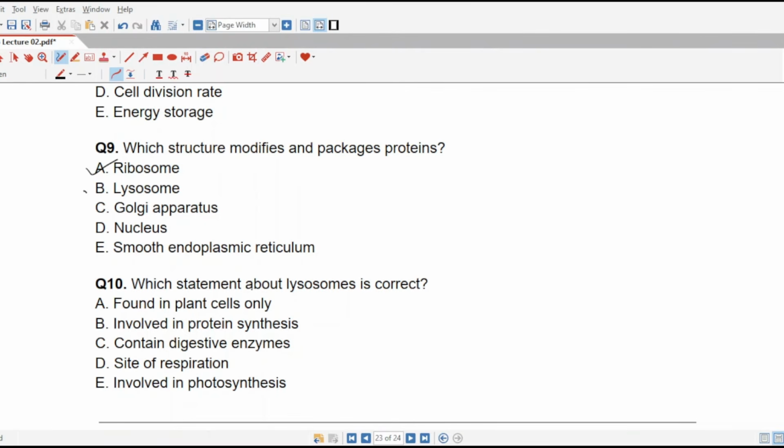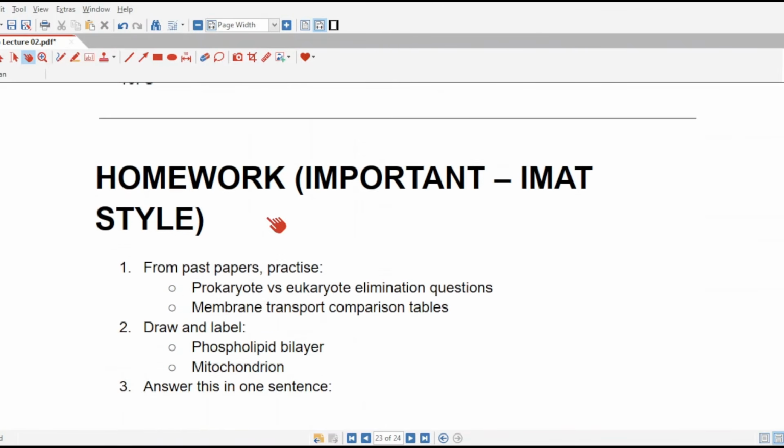Then which statement about lysosome is correct? Lysosome is found in plant cells. This is incorrect. Lysosomes are mainly found in animal cells. Option 2, involved in protein synthesis. This is not true. Option C, contain digestive enzymes. This is correct. Site of respiration? No, lysosome doesn't perform respiration. Respiration occurs in mitochondria and, in the case of prokaryotes, the cell membrane. And lysosome is involved in photosynthesis. This is not correct as well. And these are the solutions given.